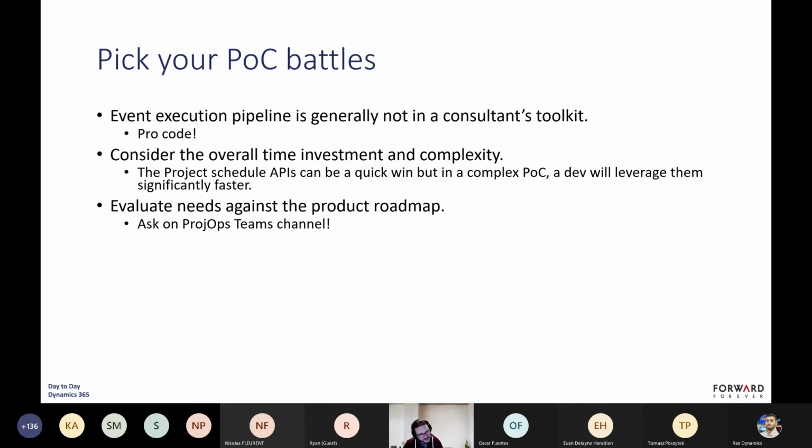Now, with those proof of concept battles, again, this is universal. This isn't just for project operations. What you really want to do is evaluate your needs against the product roadmap, right? I can see partners implementing stuff that makes no sense because the product team has things on the roadmap in 6 months, and their partners are implementing things that aren't even necessarily business critical extensions. So if you do projects, then ask for the roadmap, what's coming, is this feature coming or not, on the project operations Teams channel. There used to be Yammer, now they've moved on to Teams.